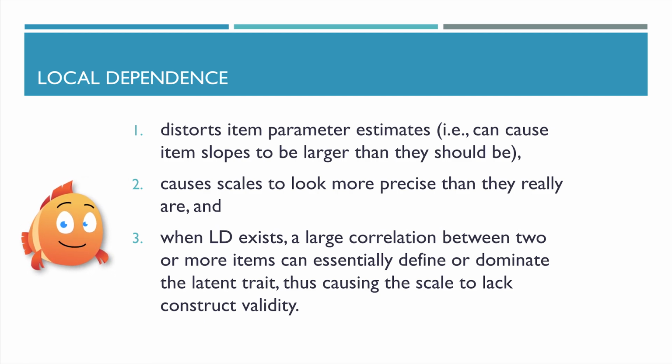In addition, when local dependence exists, it creates an artificially large correlation between 2 or more items. And this oversized correlation can dominate or override the latent trait, making it look like all your items hang together, when in fact they don't. It can create the illusion of a factor.